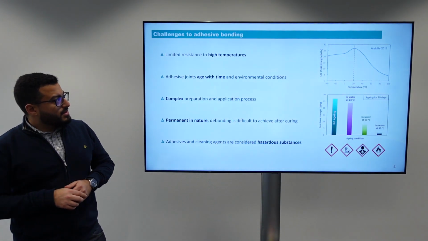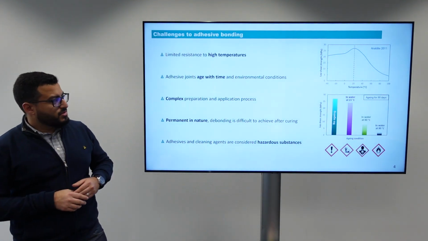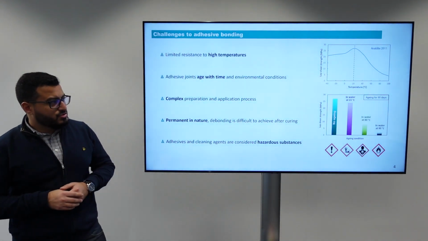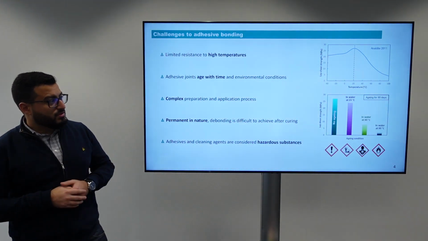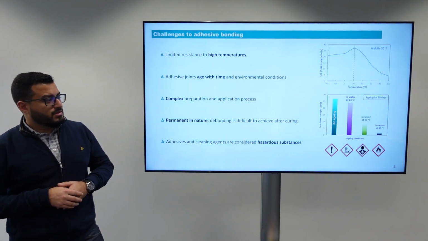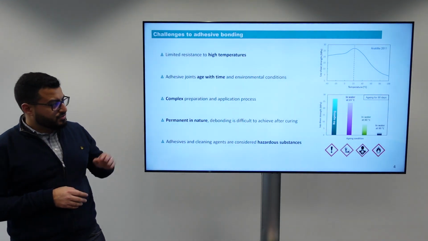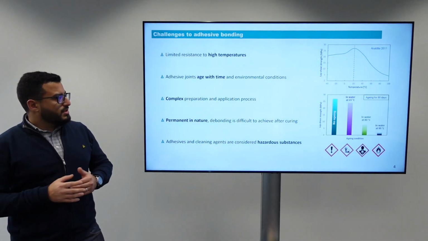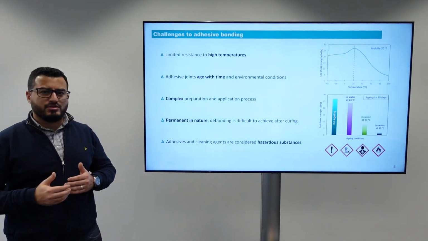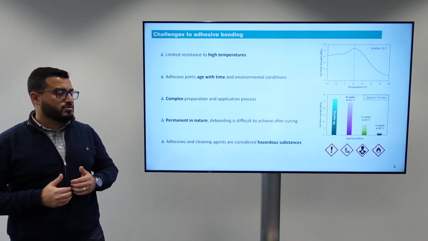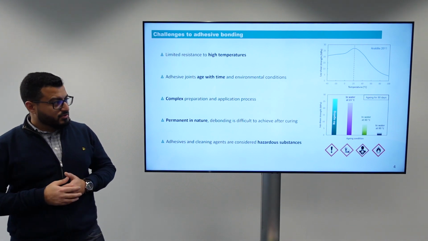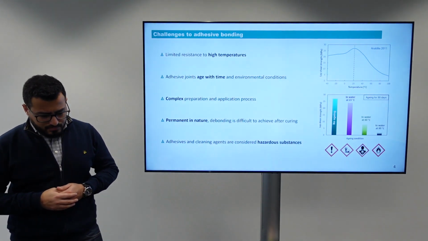Also, adhesive joints can age with time and environmental conditions. As you can see from the second curve here, when the adhesive joint is exposed to higher temperature and water, so in that case humidity, you can see also a significant reduction in the strength after a certain time. In addition to that, adhesive joining is generally a complex process which requires multiple steps, and you also need to do preparation of the part. You also need to do surface cleaning and treatment, and these also need quite a lot of attention.